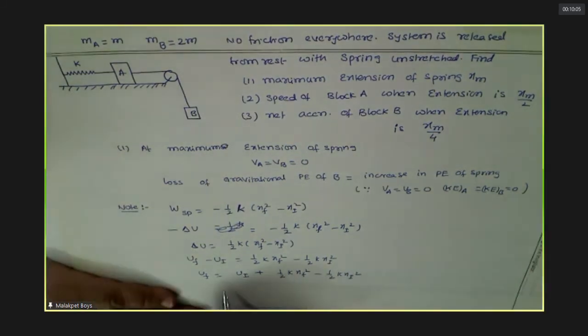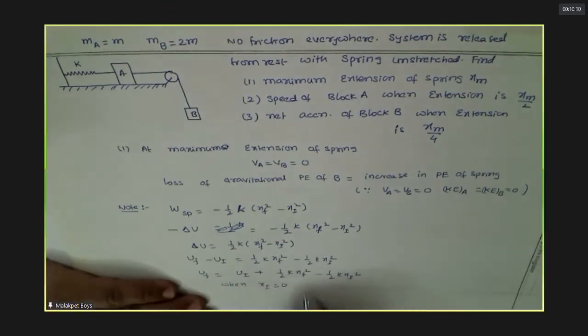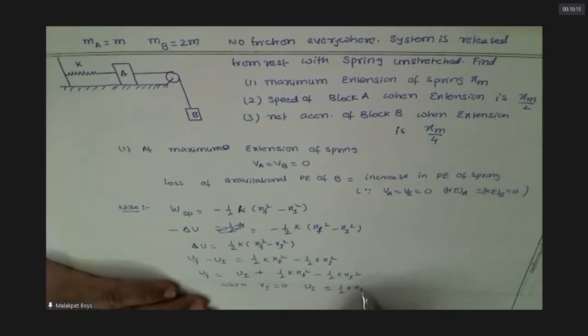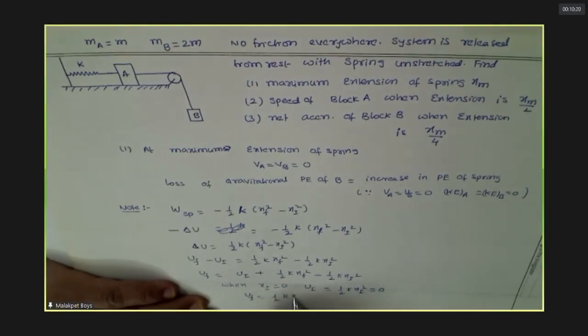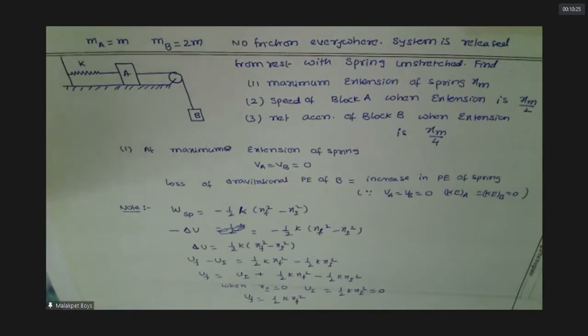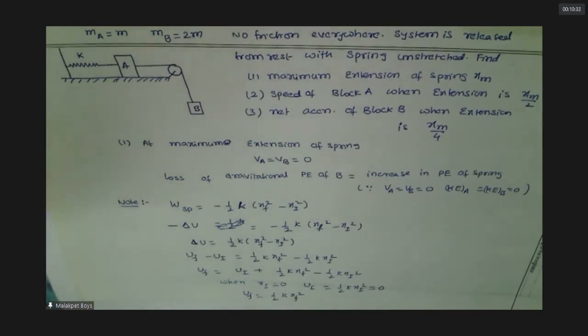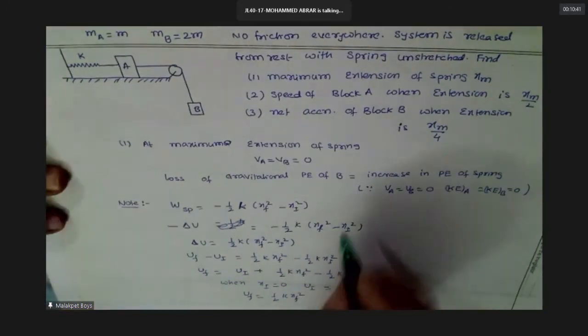Do you agree with this? Initially, when the extension is 0, what is U_I? U is half k x square. So the final one will be how much? Agreed. Clear? Now here we'll use the same concept. Is it clear or not? Clear, sir.